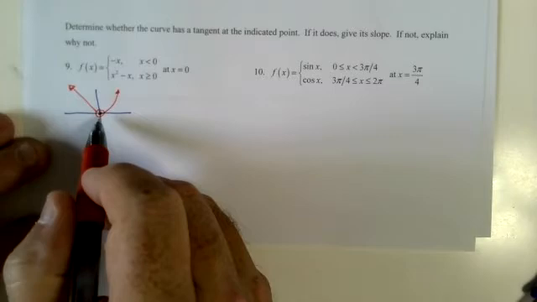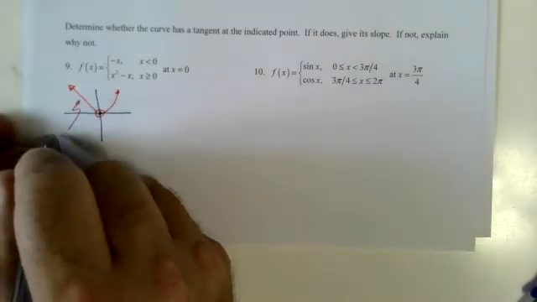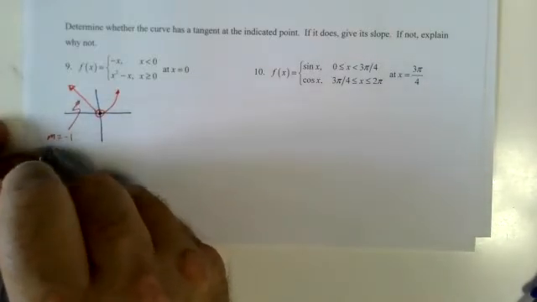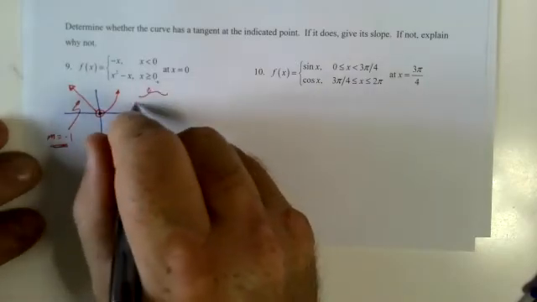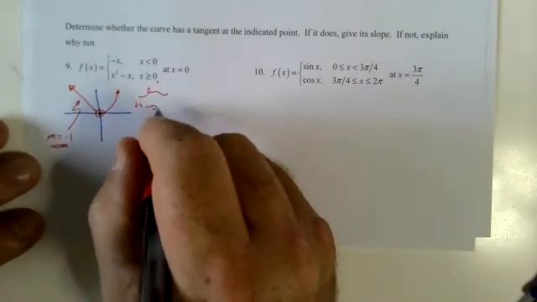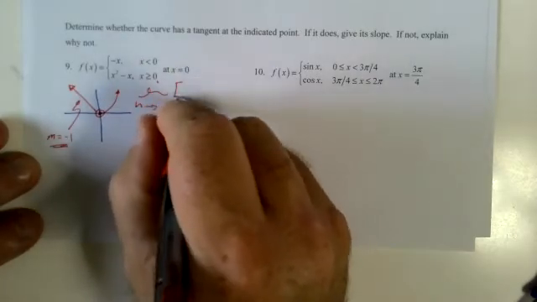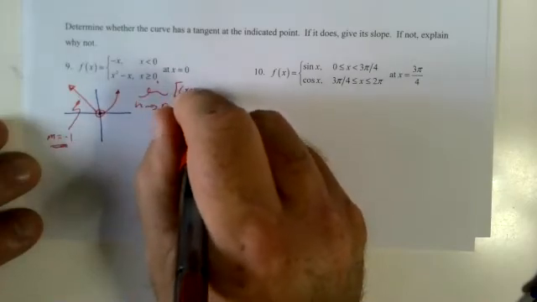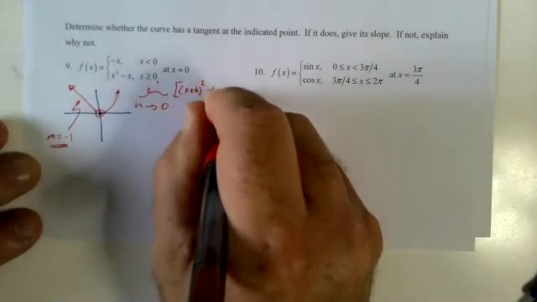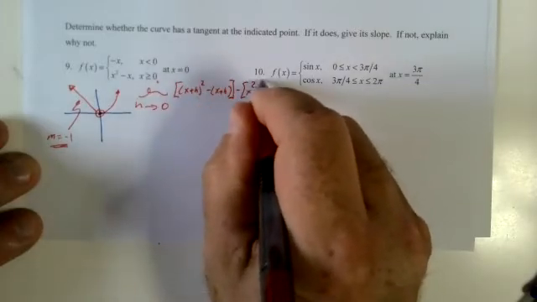X equals 0. Does it have a tangent? Well, let's see if we can find a limit. Over here, it's real simple. The slope is negative 1. And the limit as h approaches 0. And then we know it's 0, and that's where the function matters. So x plus h squared minus x plus h minus x squared minus x.